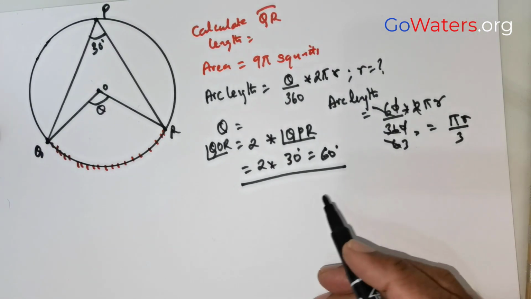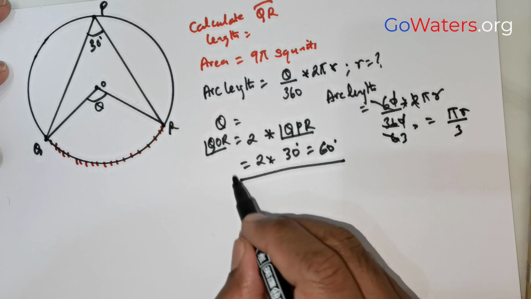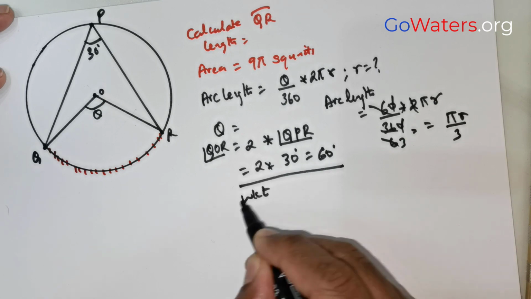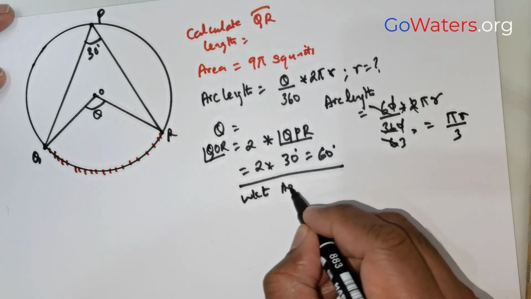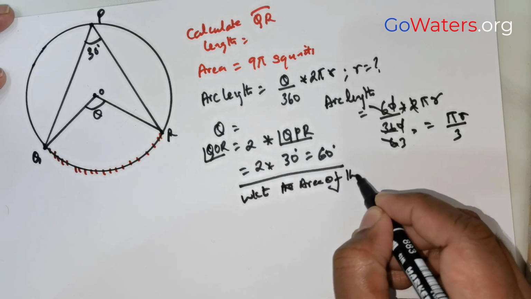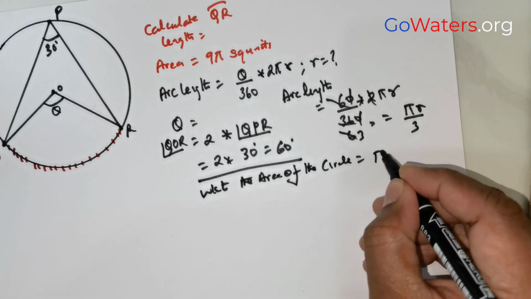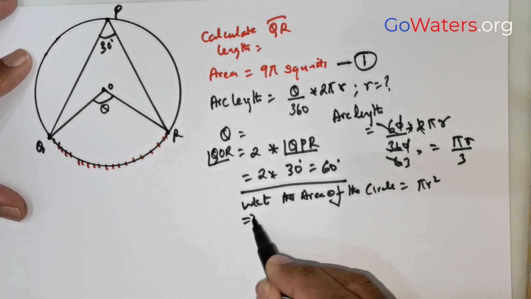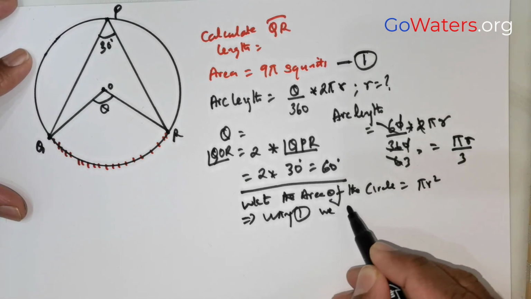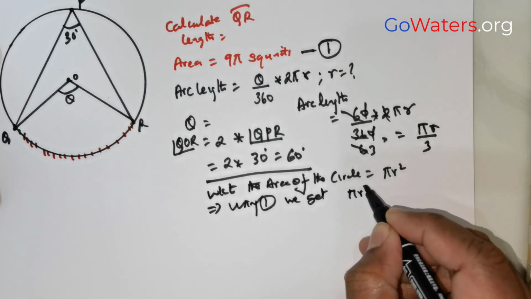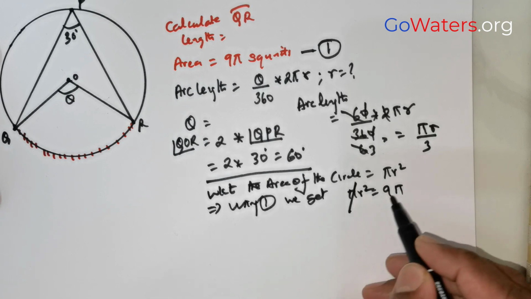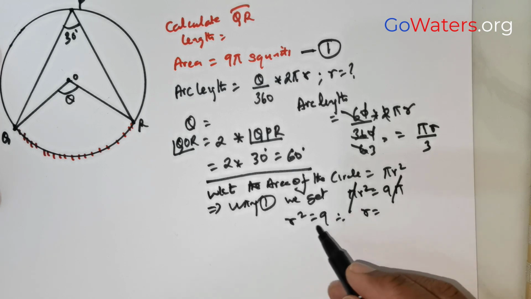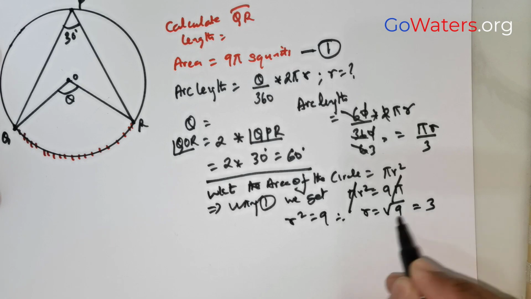But we need to get the value of r. So area is given as 9 pi. Right, so let's use it. We know that the area of the circle is pi r squared. So if we take this as 1, using 1 we get pi r squared is equal to 9 times pi. I can cancel the pi, so I would get r squared is equal to 9. Therefore, we are dealing only with positive quantity when we apply the square root function. So r is equal to root of 9, which is equal to 3.